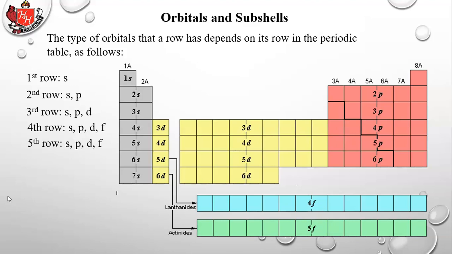So you can't go 5s, 5d, 5p. That's illegal. So that d orbital that says 4d has to belong to the fourth row, because the fourth row has had its p orbital already, and it has to go s, p, d, f. It has to be in that order. So that's the reason why the d orbitals are one row below where they seem like they should be, because d has to come after p.